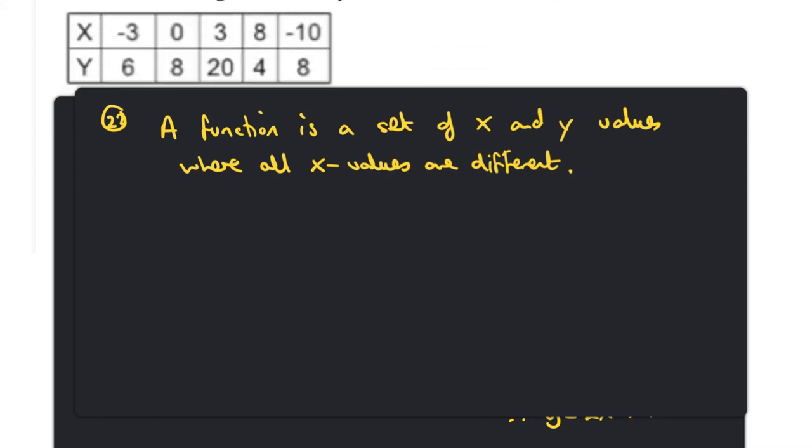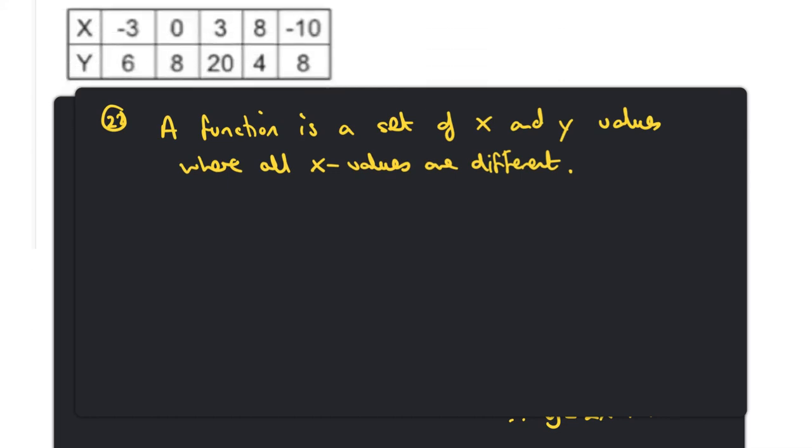Question 23, is this a function or not? So all you've got to do is look over the x values here, and if all the x values are different, then it is a function, and as you can see, yes, it is a function, because all x values are different.